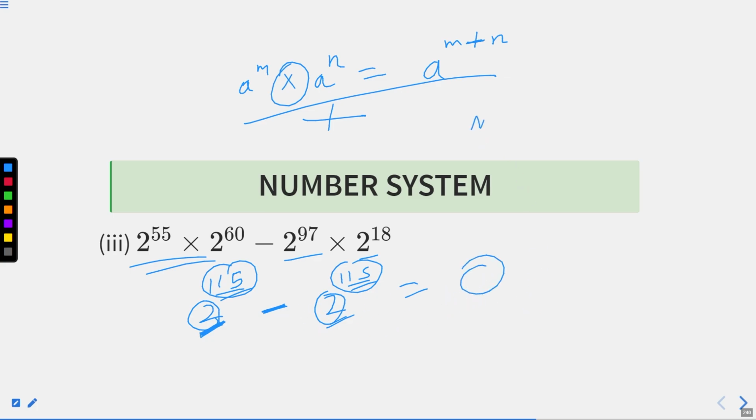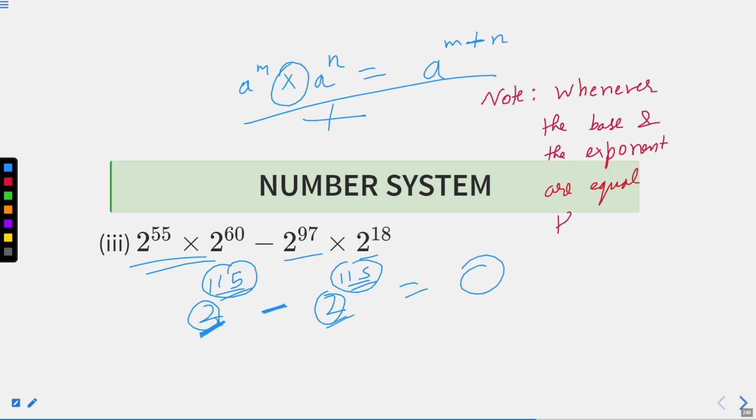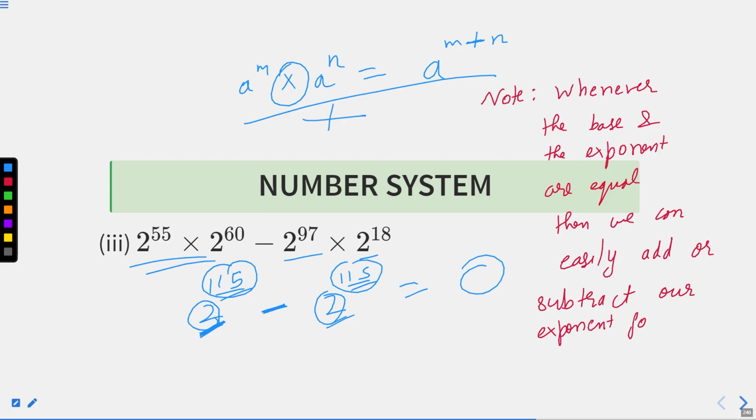Okay, note, let me write in red so you can see. Note, whenever the base and the exponent are equal, then we can easily add or subtract our exponent forms. Okay, do remember this note. Okay, let's move next.